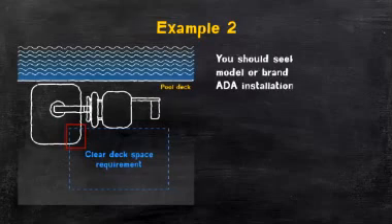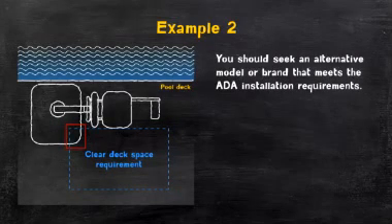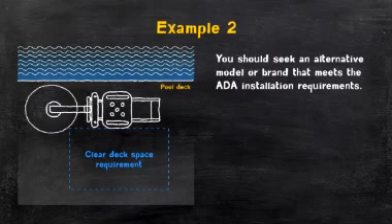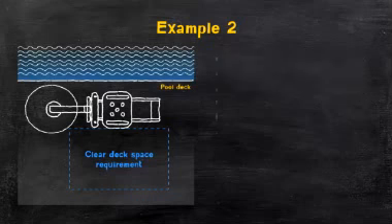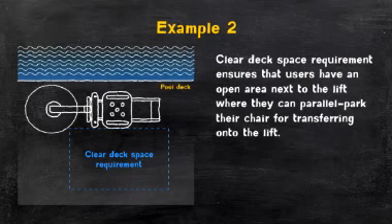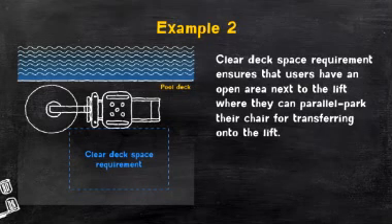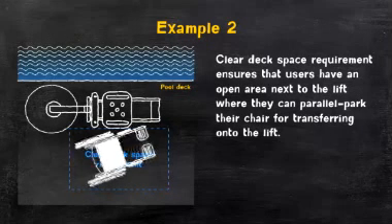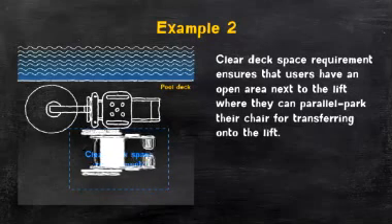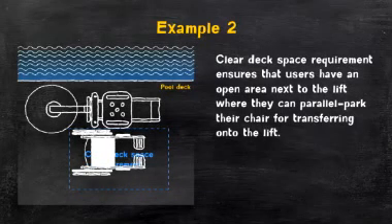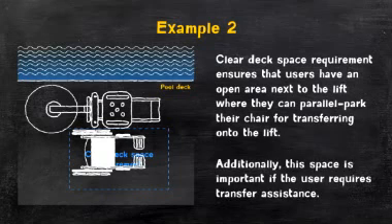In this particular instance, you should seek an alternative model or brand that meets the ADA installation requirements. The clear deck space requirement is designed to provide an area of unobstructed space starting at the back corner of the seat opposite the pool. This requirement is in place to ensure that the users have an open area next to the lift where they can parallel park their chair when transferring onto the lift. Additionally, this space is important if a user requires transfer assistance.